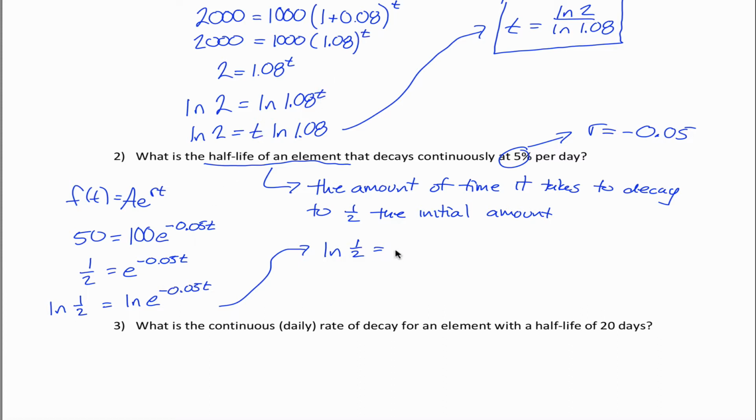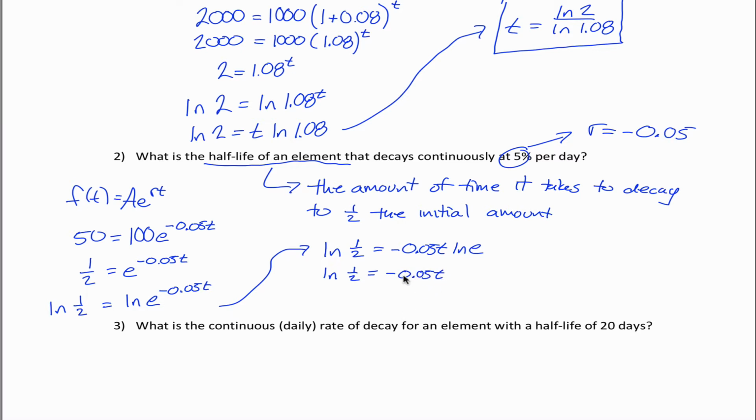So I can take this exponent and bring it down in front and get negative 0.05 t times the natural log of e. The natural log means the log base e, so the natural log of e is asking you the question, what power do you have to raise e to in order to make it equal to e? Well, e to the first power equals e, so the natural log of e equals 1. What I'm saying is this whole thing's all gone. So my equation looks like this.